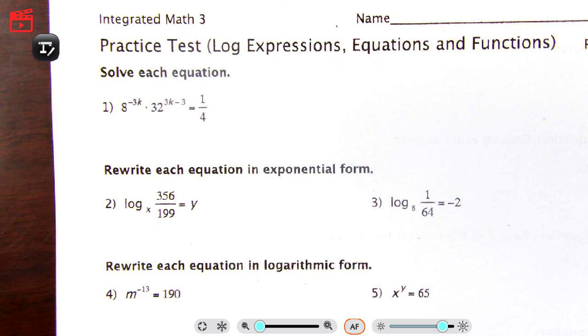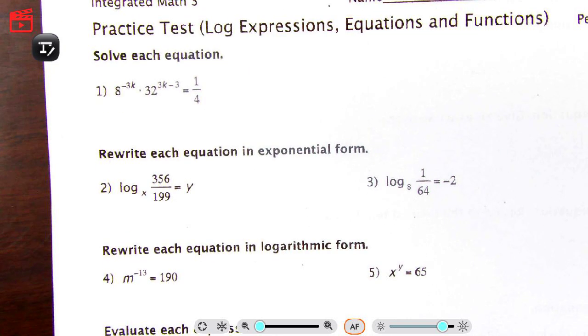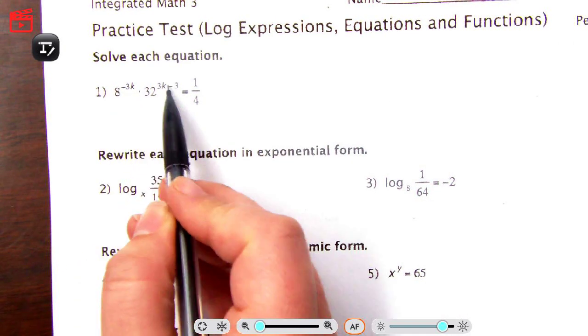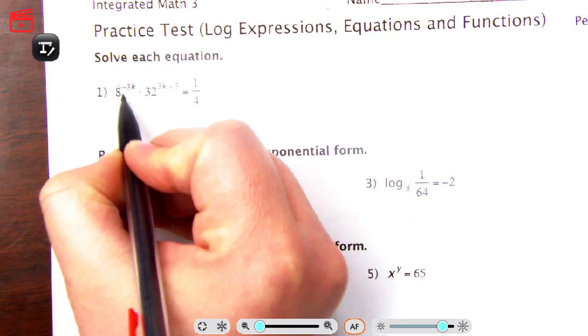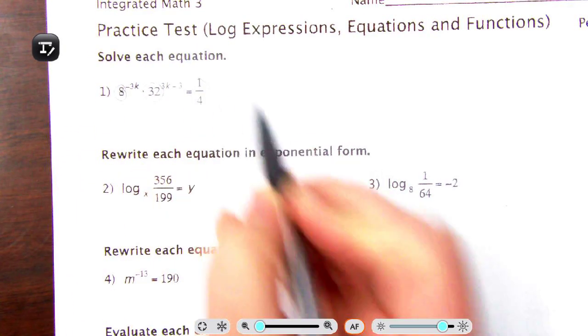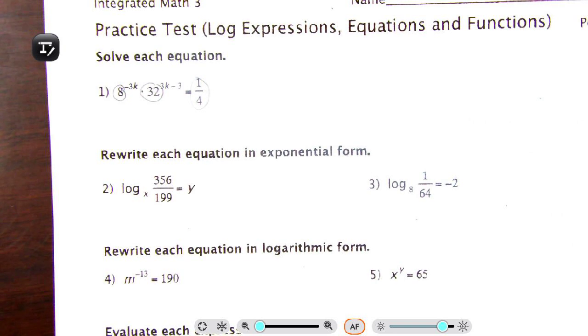Okay, so let's go ahead and get started. Number one, solve each equation. So the first thing I notice is I have exponents, and in my exponents I have variables. So somehow I need to evaluate what that is. I'm also noticing I have an 8, a 32, and a 1/4. Right away, in my head, I'm thinking twos.